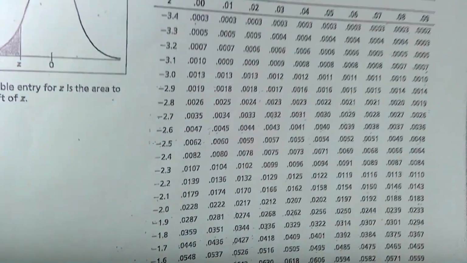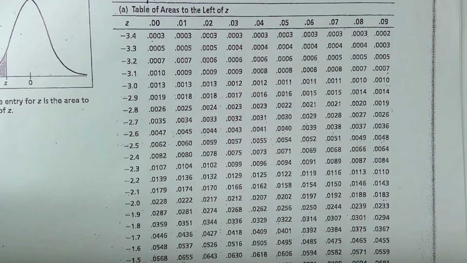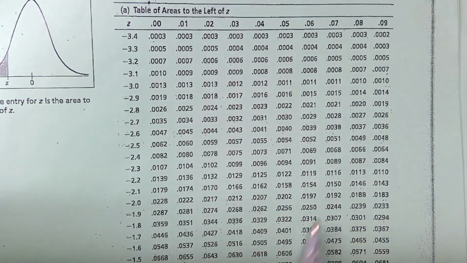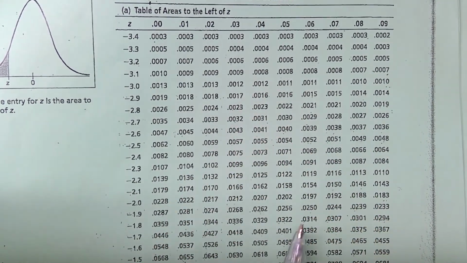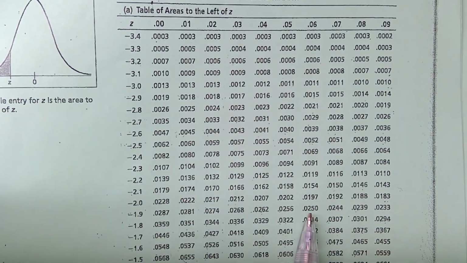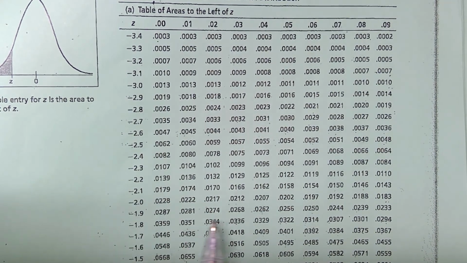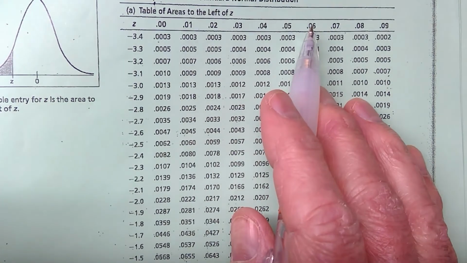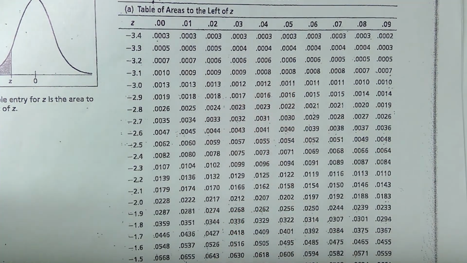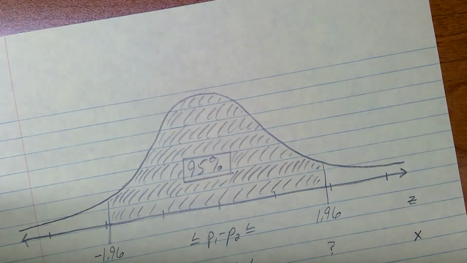So I grab my z table here, and these are areas right here. This is area under the curve, and I'm looking for 0.025. There it is right there. So now just figure out what z number produced this area. That's negative 1.9 and go up to 6. That's not too bad.